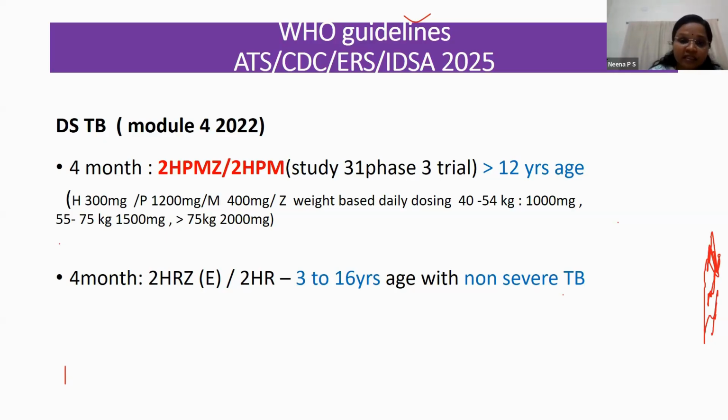Then these children can be considered for the 4-month regimen with 2 months of isoniazid, rifampicin, pyrazinamide, ethambutol, followed by 2 months of isoniazid and rifampicin. This is for children less than 16 years with non-severe TB. But if it is severe TB, you have to resort to the standard 6-month regimen that we are following right now. So these are the guidelines that have come up recently, but they are not followed in India, not adopted by NTEP right now. So please make it a point.